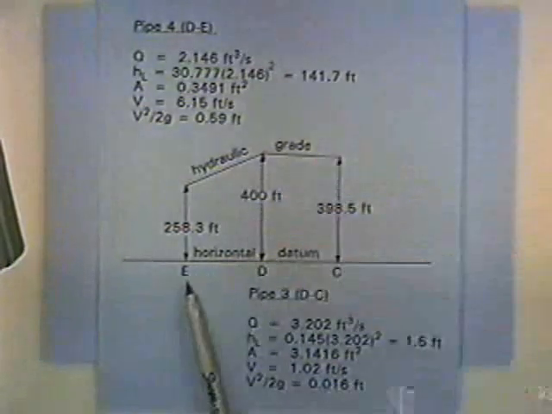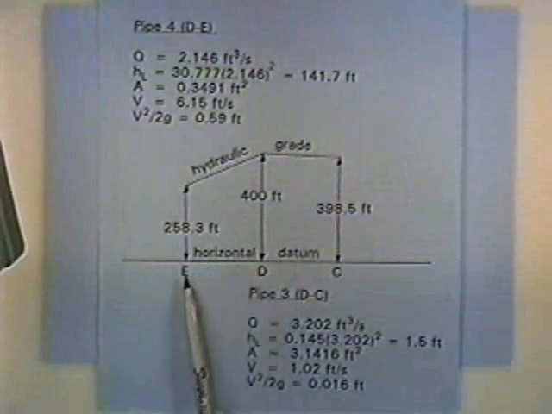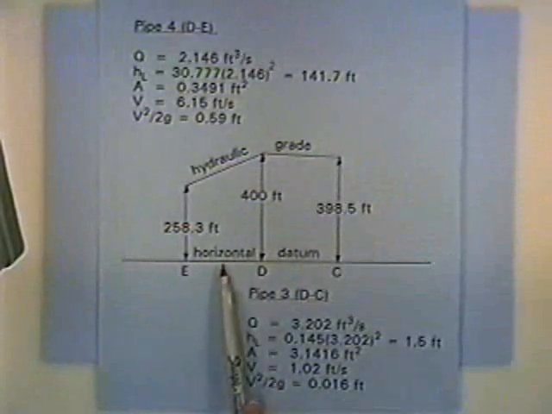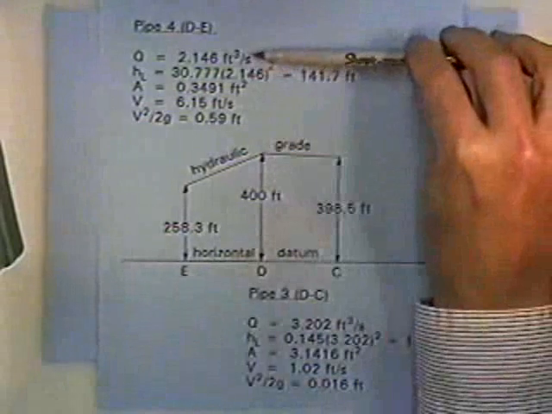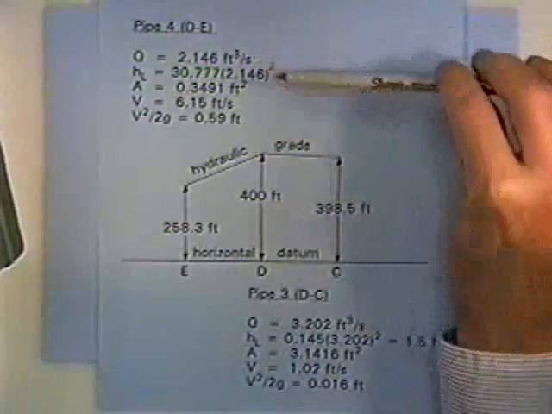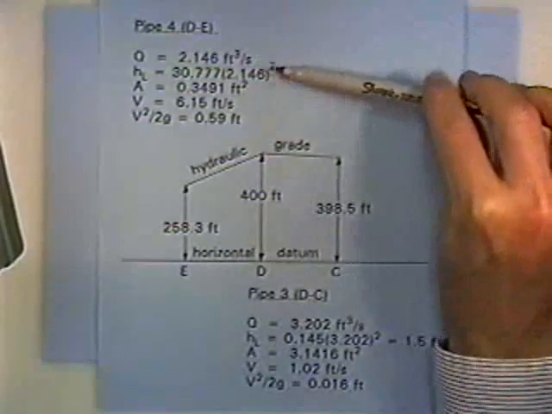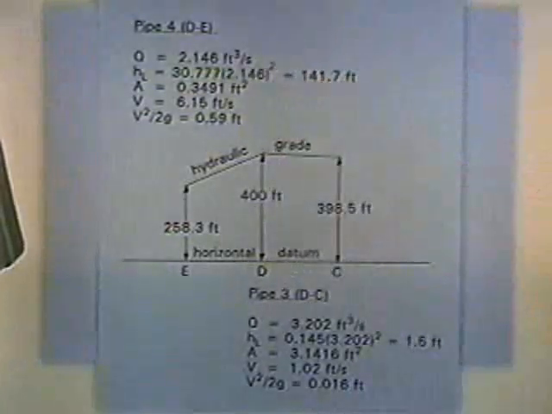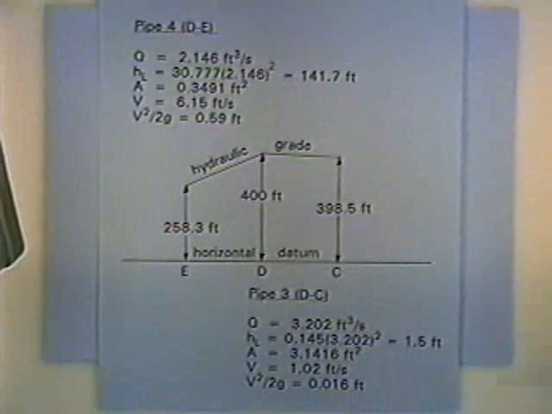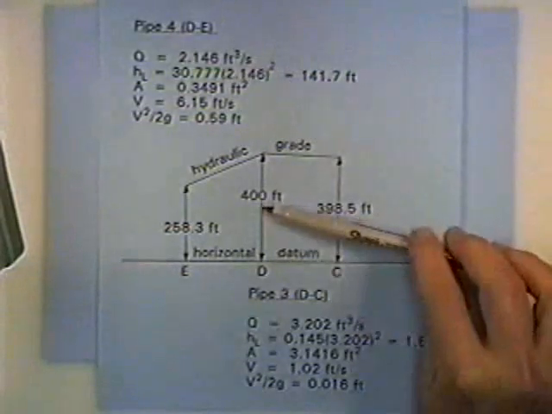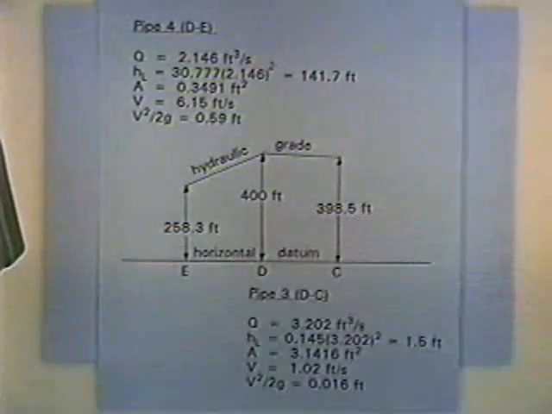And here in pipe 4, the flow from D to E, we computed the flow rate using Hardy Cross. Then we said the flow rate squared times the K gives us a head loss, very significant head loss of 141.7 feet, and then we subtracted that from 400 feet to get the total head there.